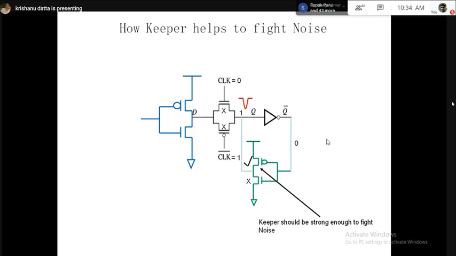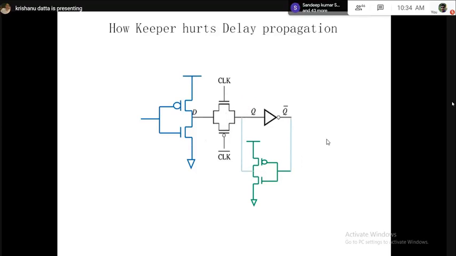What is the problem with this circuit now? The problem is with delay. So let's again discuss it in the same animation way so that you understand easily. Solving the noise problem is now introducing delay in propagation through this circuit. Let me explain how it introduces the delay issue. We are starting with the same case. Now we make clock 1, so the NMOS is on, clock bar is 0, so the PMOS of the transmission gate is also on. We were holding Q equal to 1, and I'm continuing the same example.